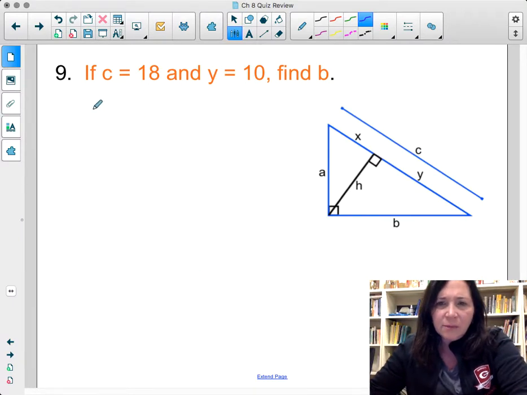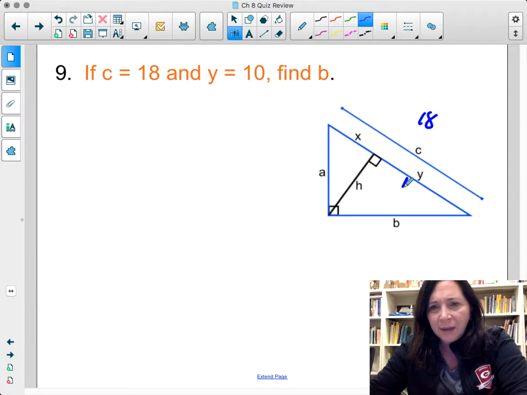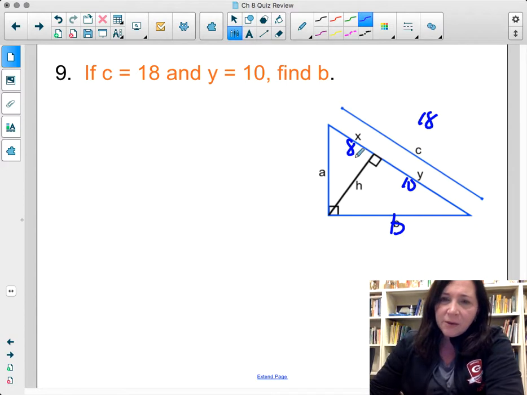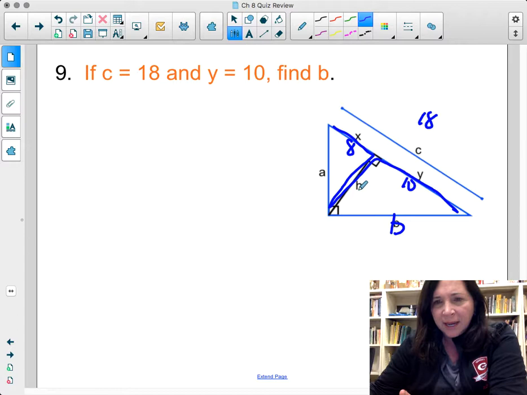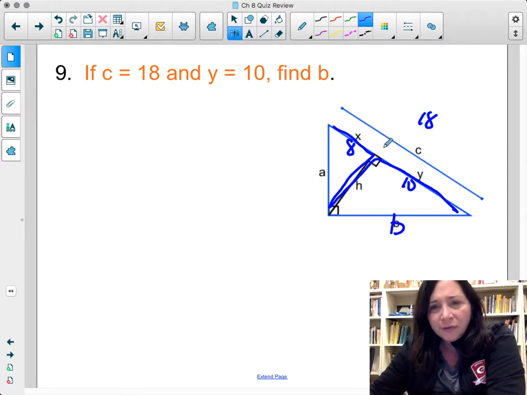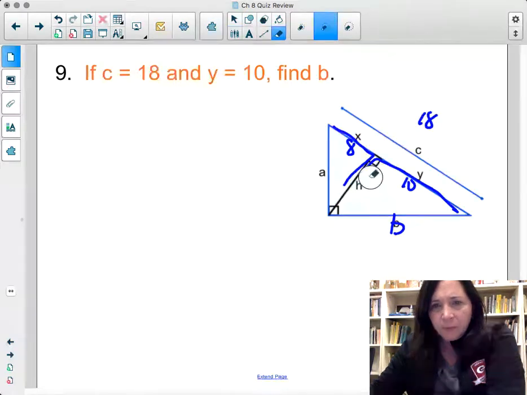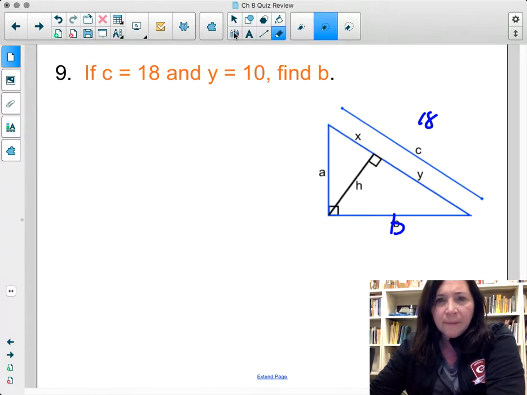This one says, now if C is 18, so here's 18, Y is 10, that makes that 8. Find B. Where's B? Here's B. So we want B. I have choices here. You can do 8 is to H as H is to 10. Totally fine. If you did that, you find H. Once you find H, then you're going to use the Pythagorean theorem. That's an option. We also can do another approach, let me fix this.